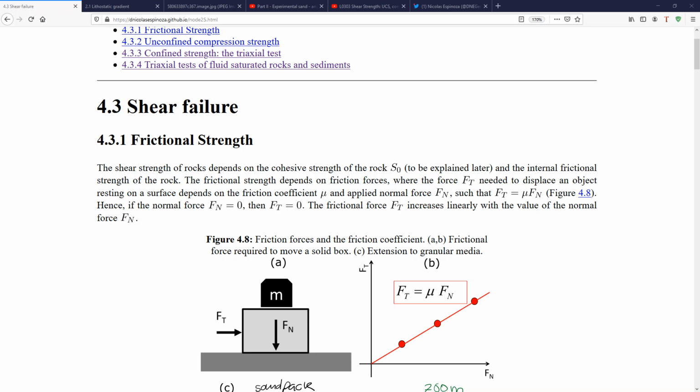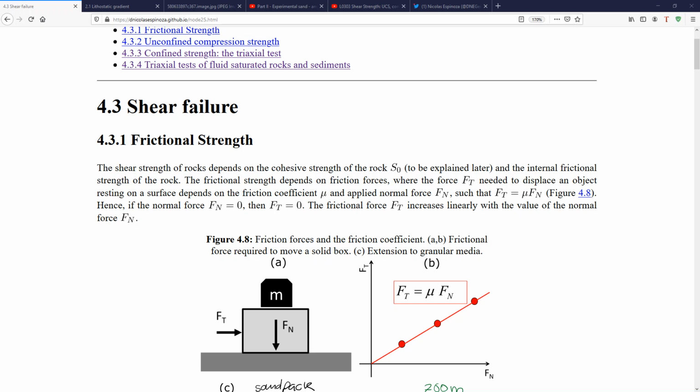In this section, we're going to discuss the maximum stress that rocks can take before they fail or yield in shear due to shear stresses. And in order to get started, we're going to first talk about what is called frictional strength.